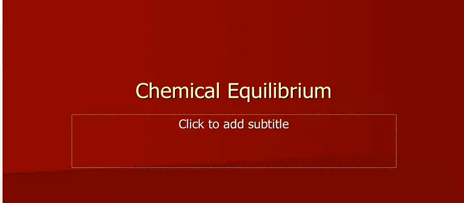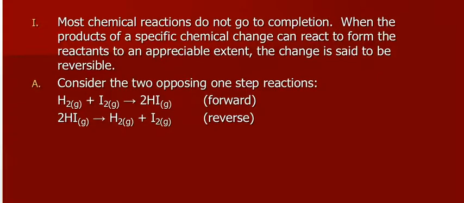Chemical equilibrium. Most chemical reactions do not go to completion. The reactants form products, but the products also form reactants. And so these chemical reactions are said to be reversible. Look at the two opposing one-step reactions. H2 plus I2 forms 2HI, and then 2HI decomposes.